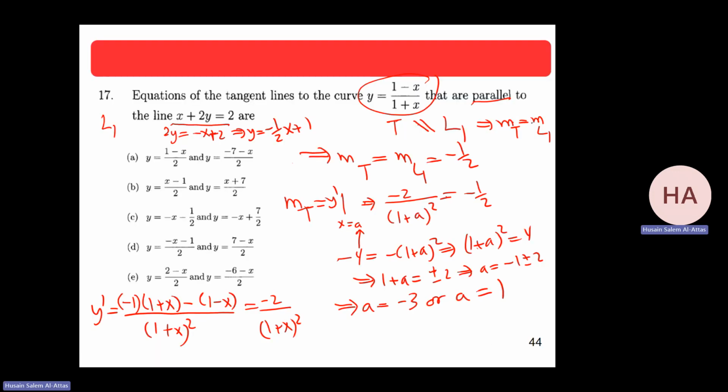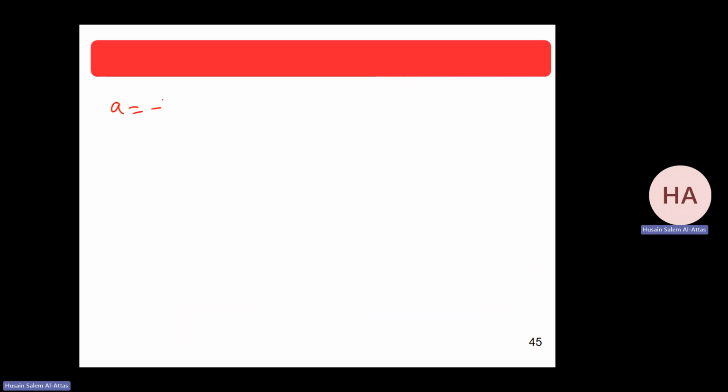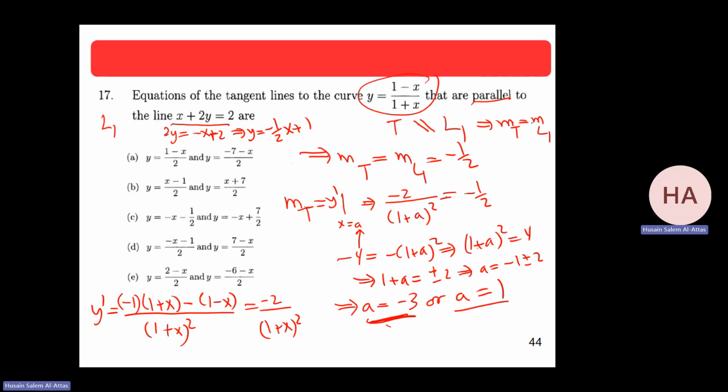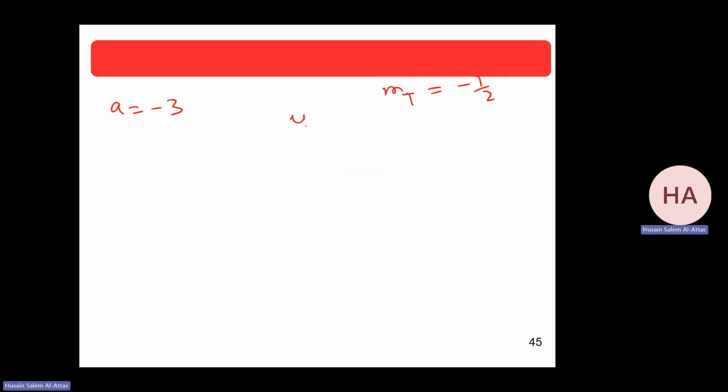Now I get the values of a. So I have how many equations? I have 2 equations. I have the slope, and I have the point. By the way, the slope in both cases is minus half. So if a equals minus 3, this is the function. Don't forget the function. What will be f of a? Substitute 1 minus 3, that will be 4 over minus 2, which is minus 2.